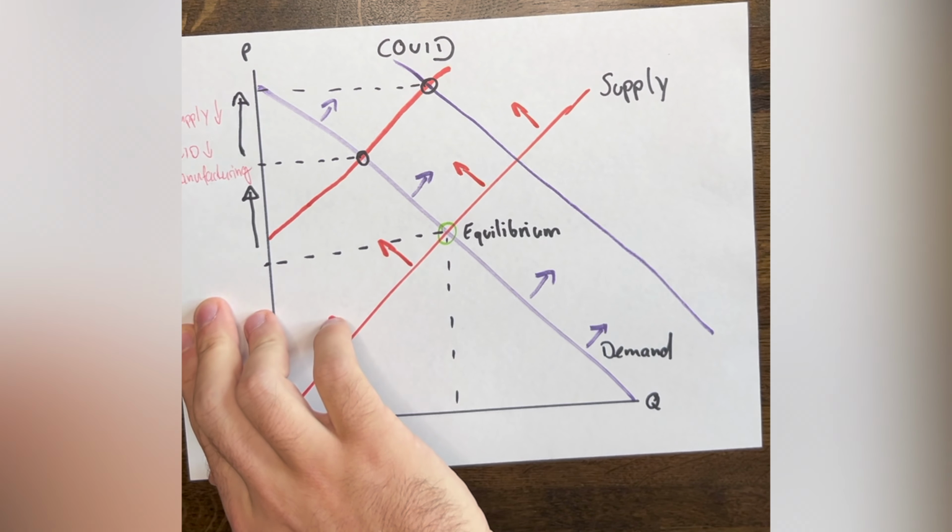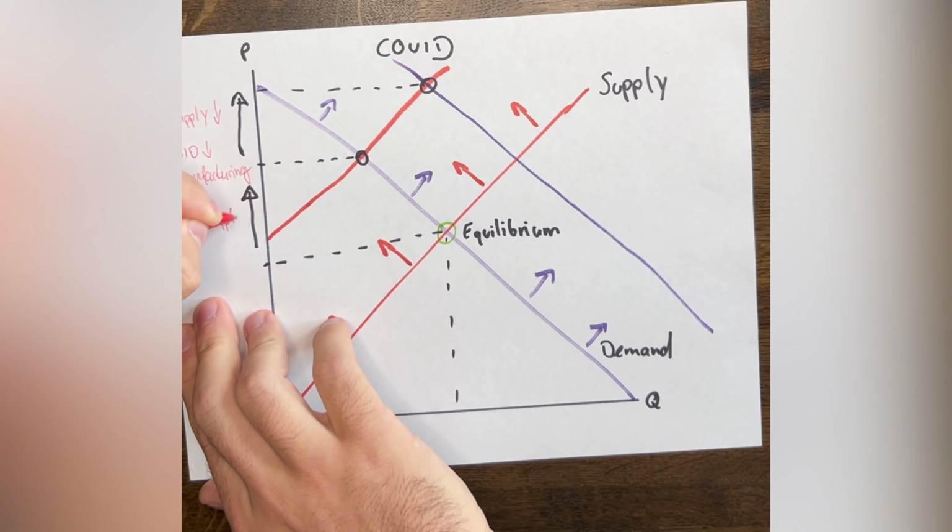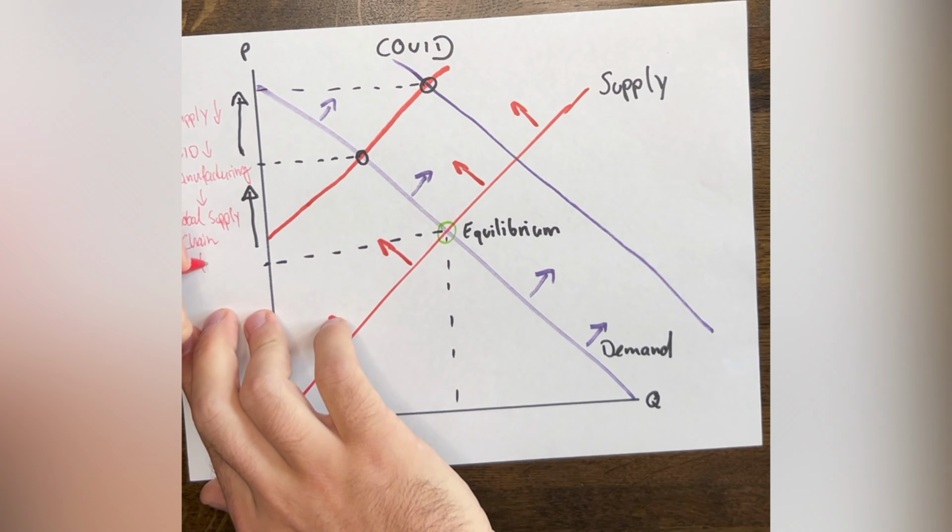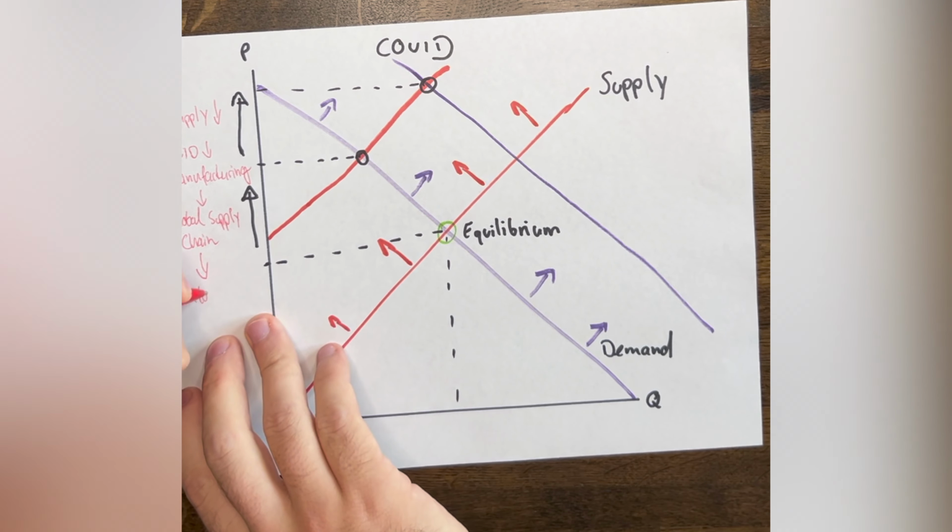And just the global supply chain just completely falls apart. It just completely falls apart. Okay. So there's less houses.